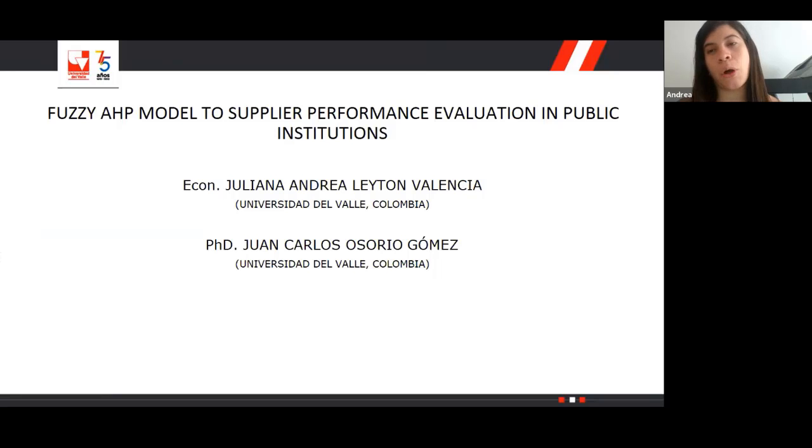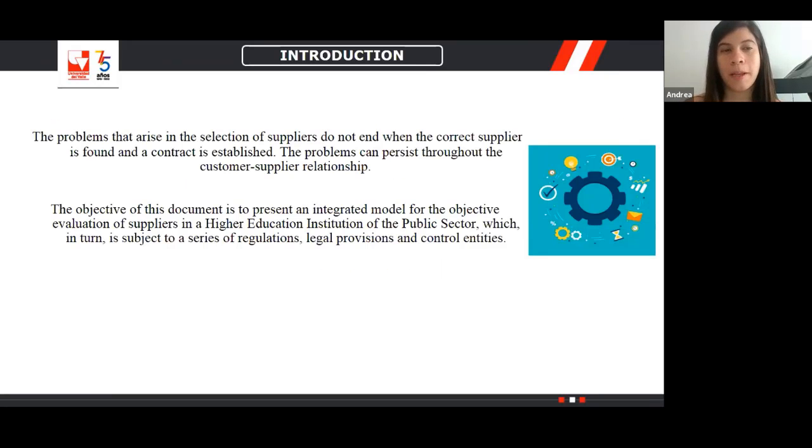This document is called FOSSI ISAHP Model to Supplier Performance Evaluation in Public Institutions. The problems that arise in the selection of suppliers do not end when the correct supplier is found and a contract is established. The problems can persist throughout the customer-supplier relationship. Working to increase knowledge about each supplier is the most effective way to minimize potential complications related to the purchasing function and its effects on the supply flow.